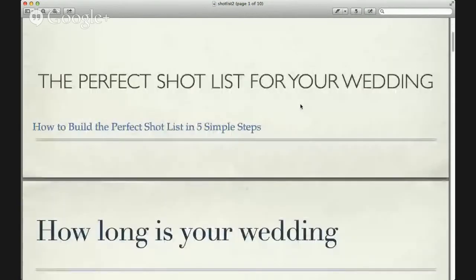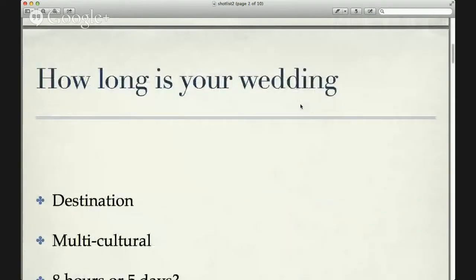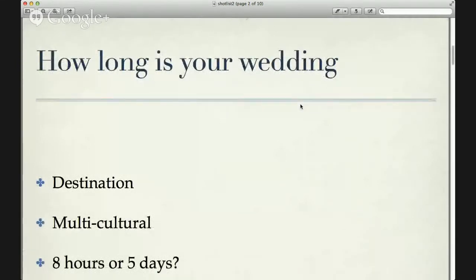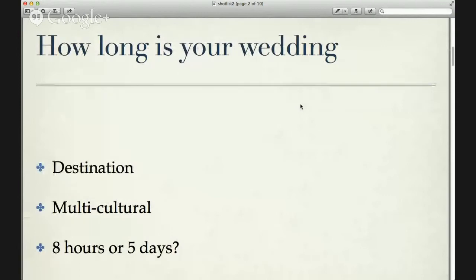When you're building your shot list, the first thing you want to think about is how long your wedding is. Are you having a destination wedding? We've done some weddings that were like 7 days long by the time you get to the location, and you have all those sightseeing trips and different excursions every day.